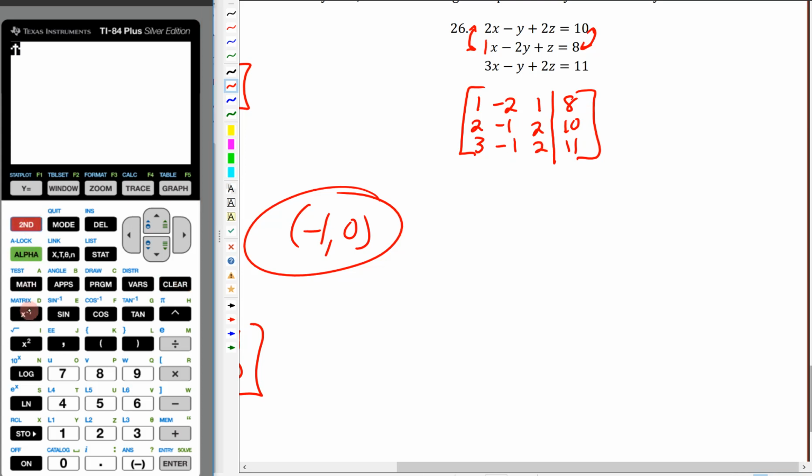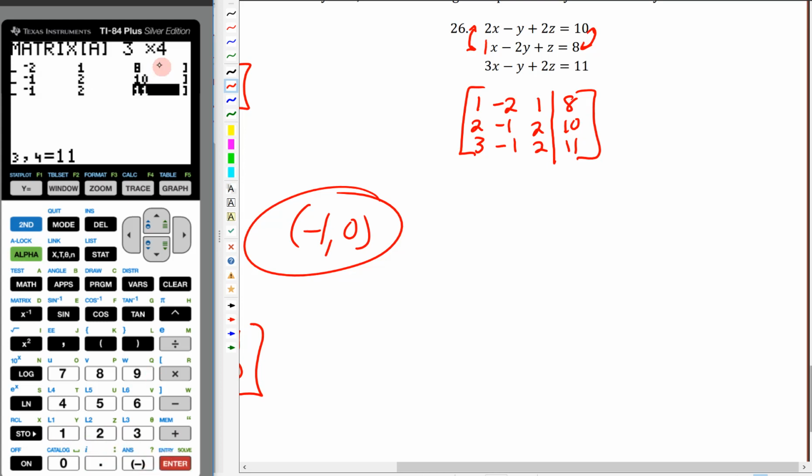So we're going to hit second and matrix. We're going to go over and edit. We've got a 3-row and 4-column matrix, so 3 by 4. And notice I'm just hitting enter. I don't need to arrow over there. So we're going to do a 1 and a -2 and a 1 and an 8 and a 2 and a -1 and a 2 and a 10. And then we've got a 3 and a -1 and a 2 and an 11.